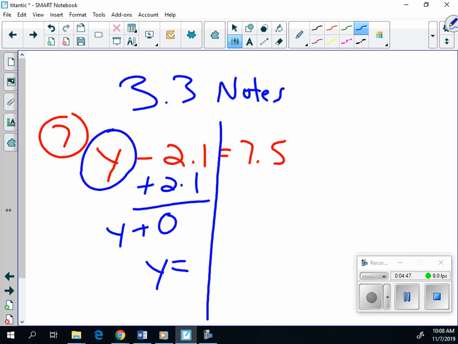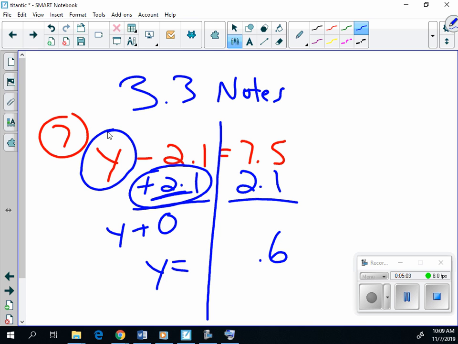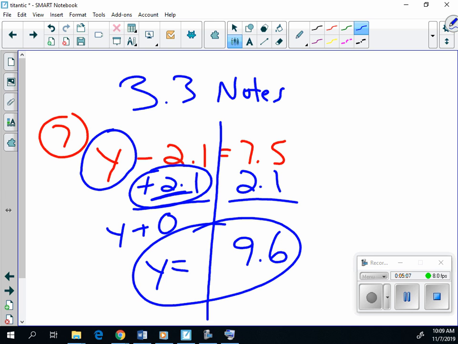Well, but again, if you added 2.1 here, don't forget to add 2.1 here. The biggest mistake is this. Folks go y equals 7.5, and that's wrong. Why? Because they forgot that whatever they do here, they have to do here. 5 plus 1 is 6. 7 plus 2 is 9. 9 and 6/10. Y is 9 and 6/10. Excellent job.